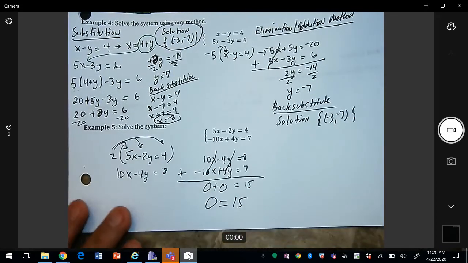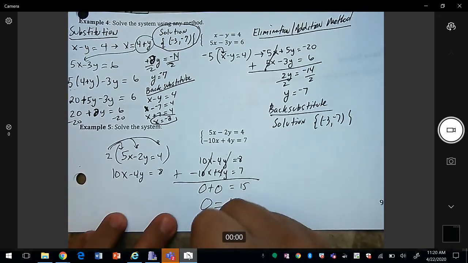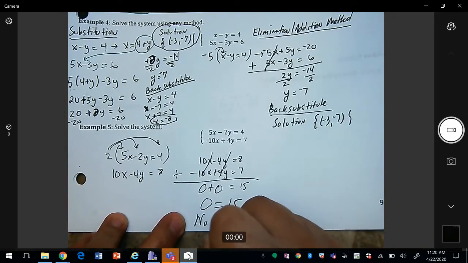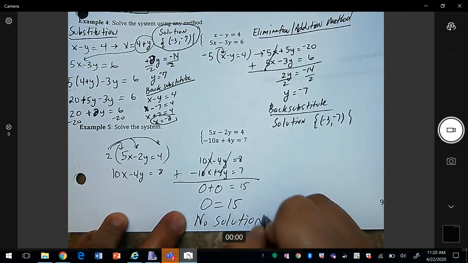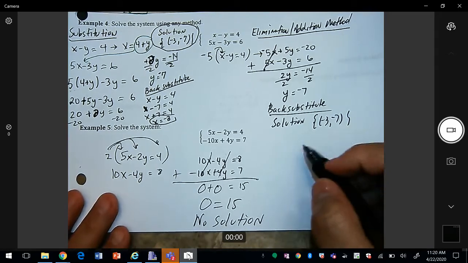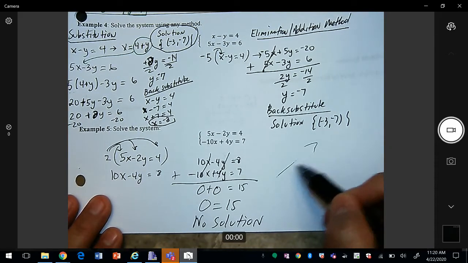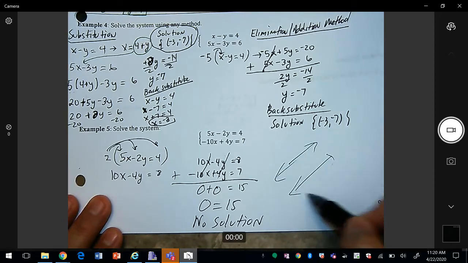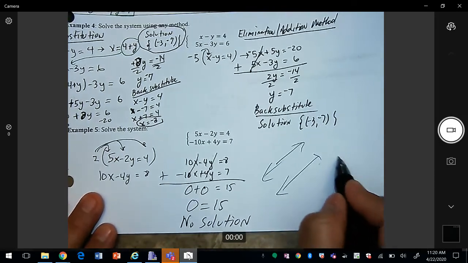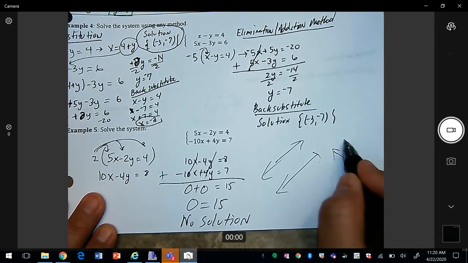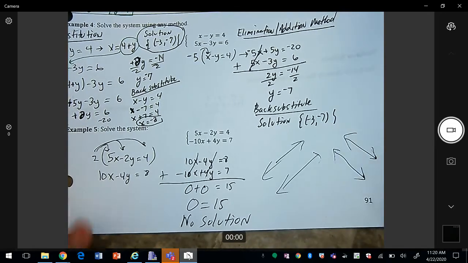We know that's not true. So what we say is this is not a true statement, which means that there's no solution. If we were to graph these lines, there would be two lines that are parallel and they will never intersect. They will either be going like this or the opposite direction, but they'll never intersect.